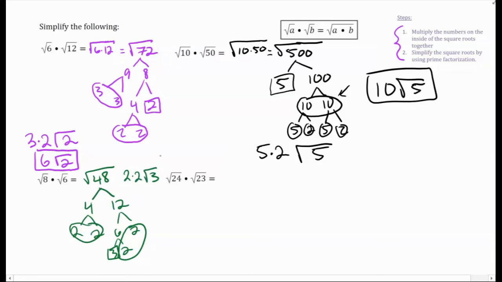2 times 2 is 4. I'm getting a little messy here. I'm running out of room. So I have 4 on the outside, 3 on the inside. So my final answer of 4 root 3.